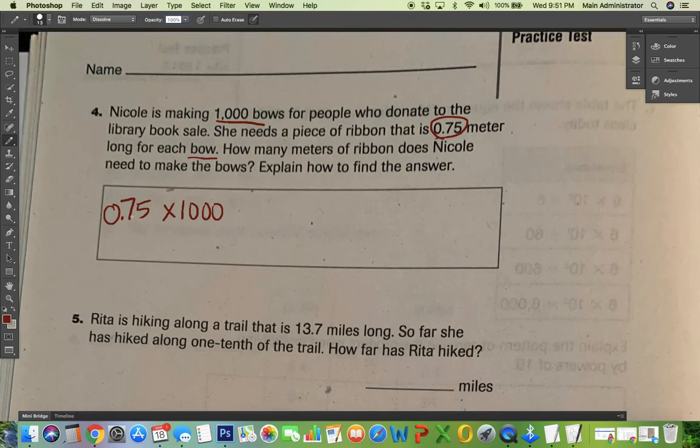And I would not actually multiply, I would just move my decimal over, because when I'm multiplying with zeros, this is like a power of 10, right? 10 to the third power, or 1, 2, 3 zeros. I would make 3 moves. So I take my decimal and move it 1, 2, 3 places over. So I would get 750 meters.